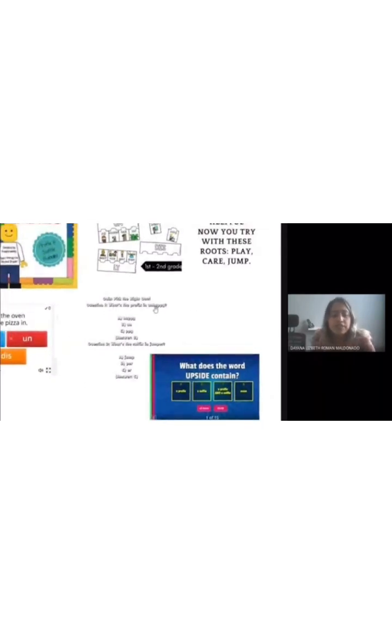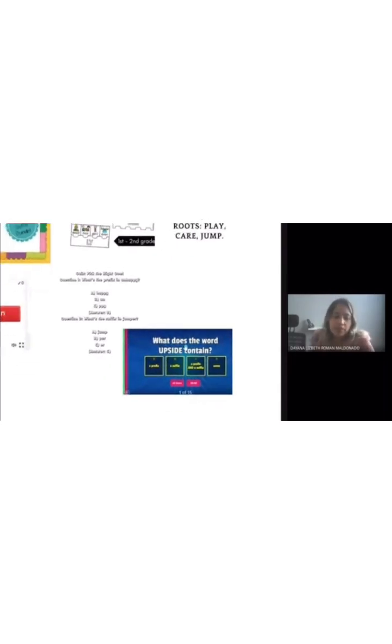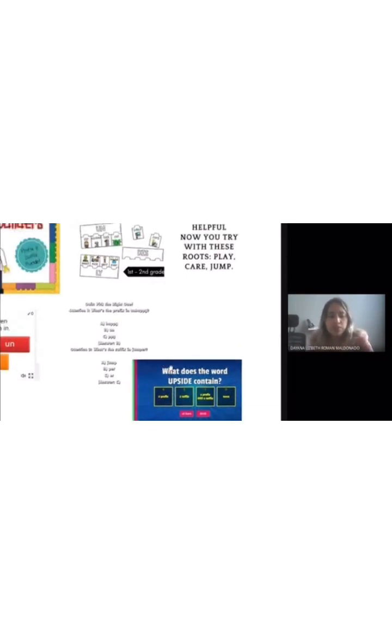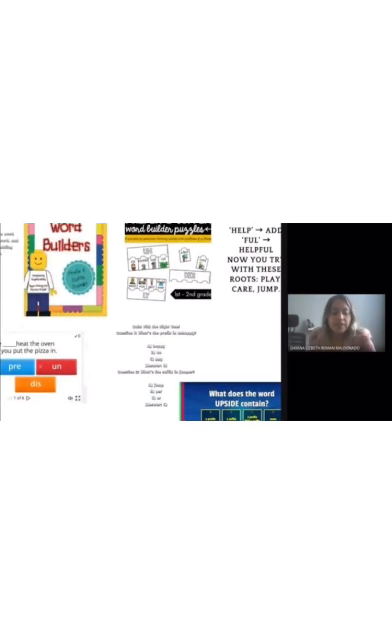Also, we have other examples of questions for the quiz, like what's the prefix in unhappy, and in this case B is the correct answer, and what's the suffix in jumper, where er is the correct answer. And so on, we have different questions, but all the questions come with different colors or elements that are going to be interesting for them. Thank you.